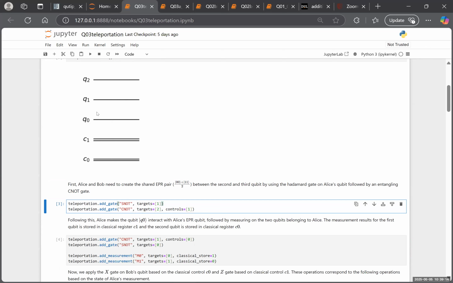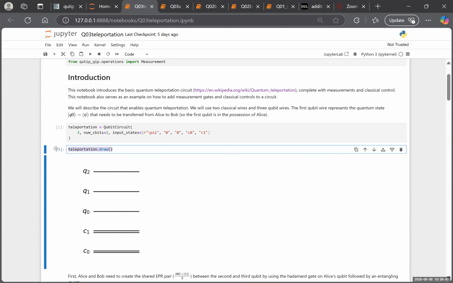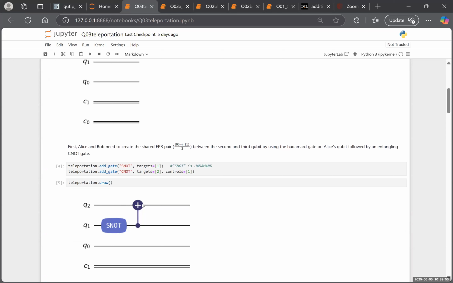You add the gates to build an EPR pair. So |00> plus |11>. So first, the S naught is Hadamard. S naught. Okay. For each step, you show the circuit. And just copy this. So we build up the Bell state here.